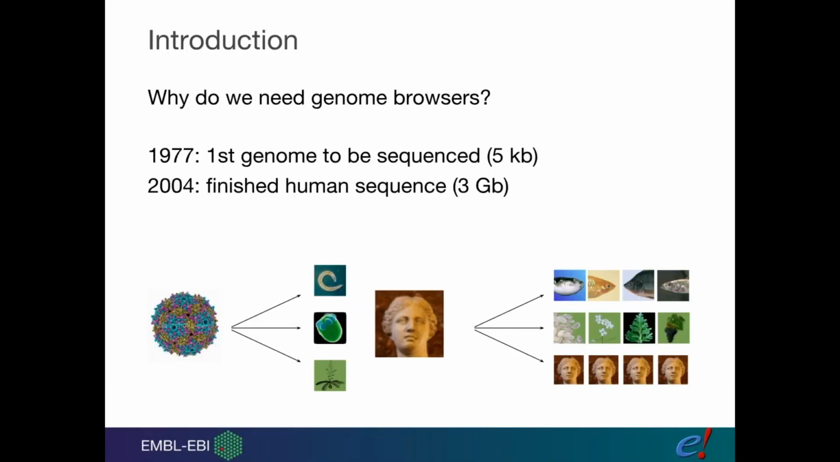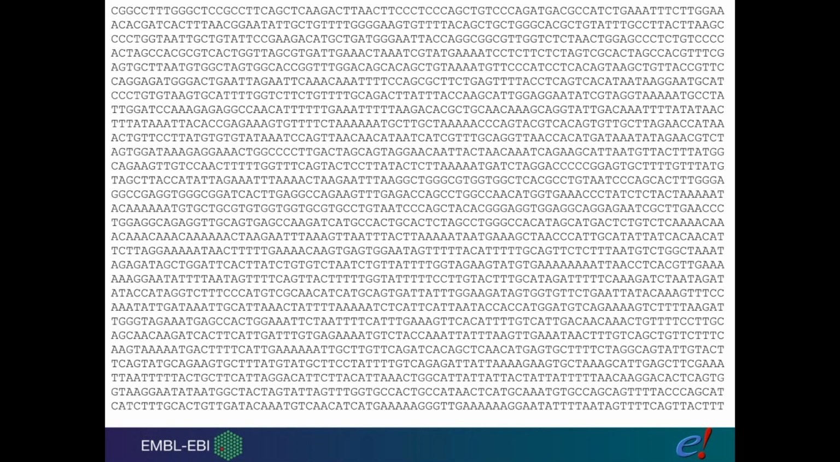So what I want to talk about to start with is why we need genome browsers. Well, we started out in 1977 with 5 kilobases of a bacteriophage, which was sequenced by Fred Sanger. In 2004, we finished, very much in inverted commas, the human genome sequence, which was 3 gigabases. And now we're looking at things like the wheat genome, which is 10 times that. And the data that we start with is just this. It's A's, T's, G's, and C's. It's not meaningful by itself. And genome browsers are a way of turning this kind of data into something that's human readable.